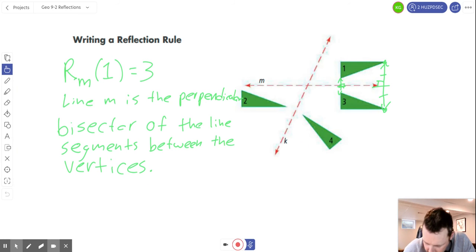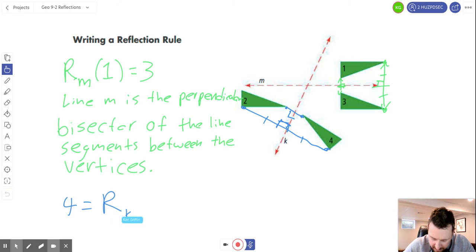The other rule that we can write here is if we draw in the lines between these vertices, we can see that those lines are perpendicular to line K. And K is also exactly in the middle of both of those lines. So the same thing is true. K is a perpendicular bisector of the lines between those vertices. And the rule that we can write there, and we can write these either way, we can also write it like this: 4 equals reflection over line K of 2.